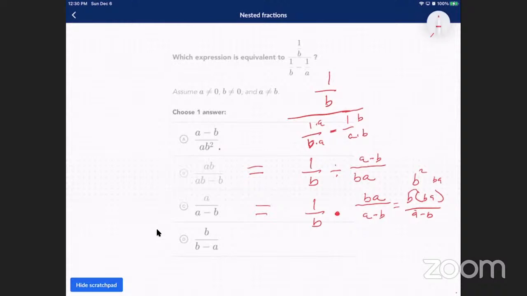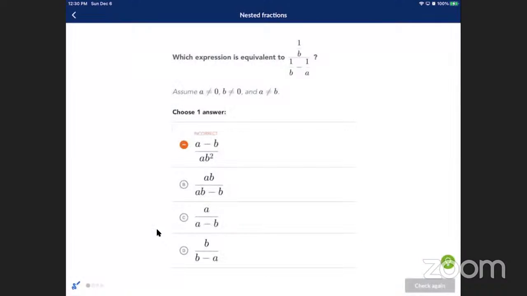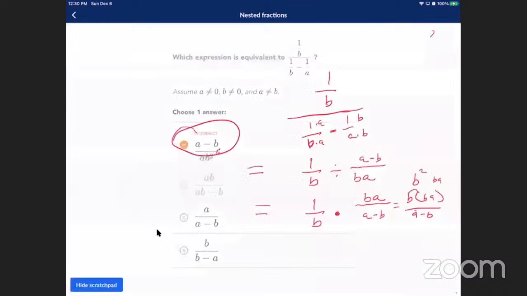I mean, here, this looks a little bit like it. I'm going to go with this one, only because it has a b squared, and that's as far as I got. No. Okay, so that can't be it then. So it's b over b squared.